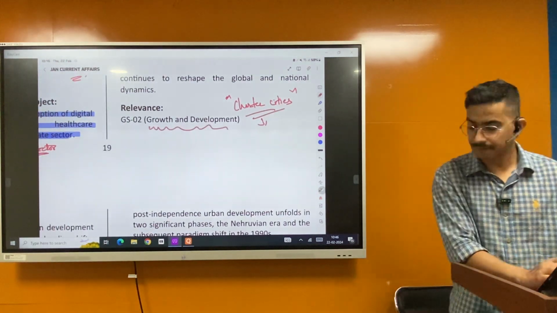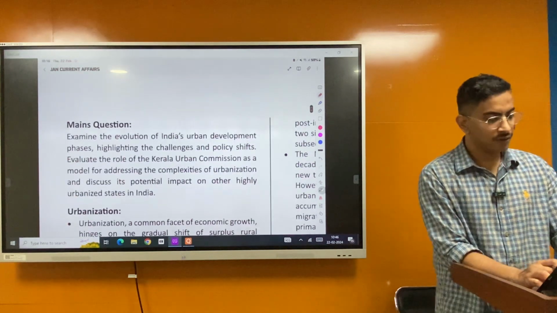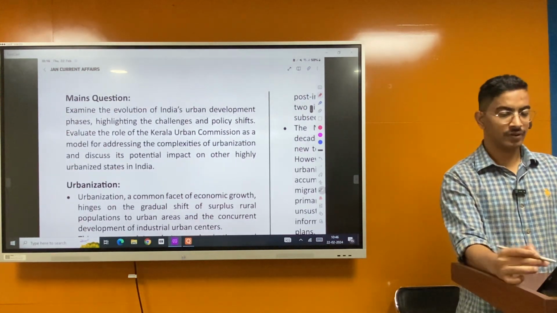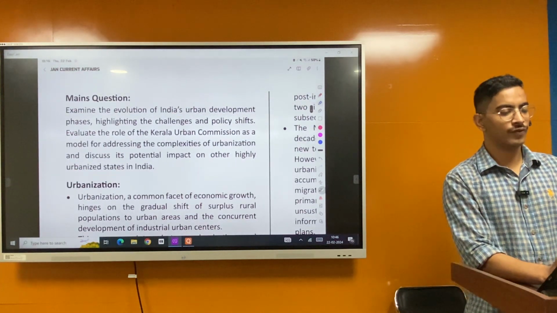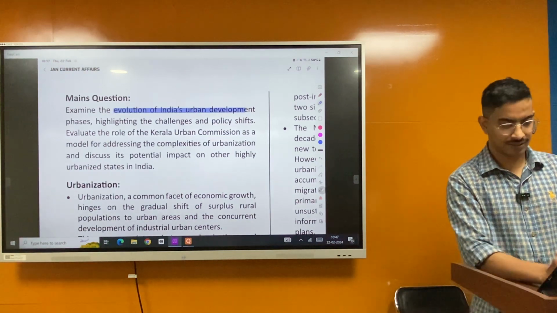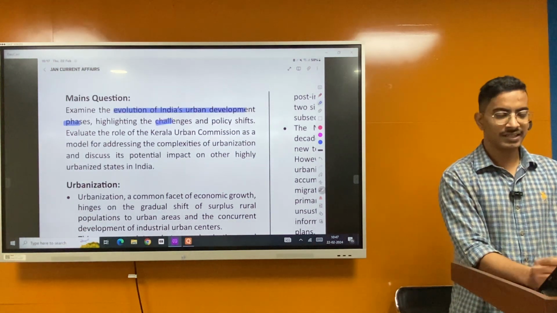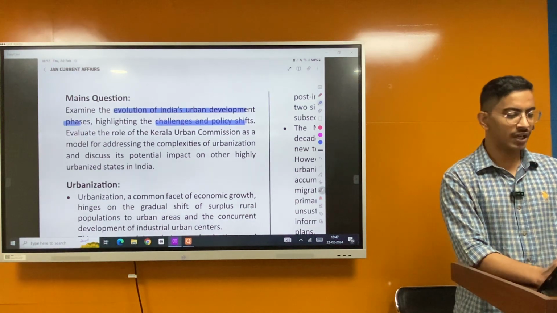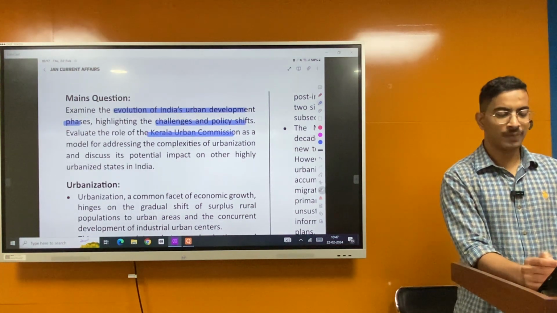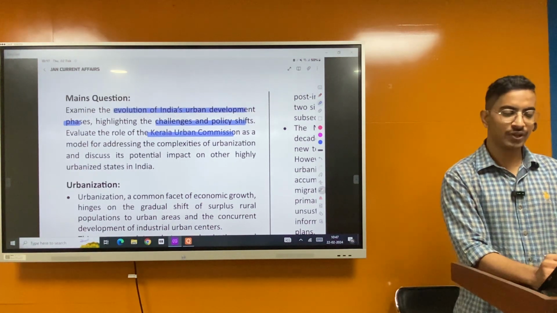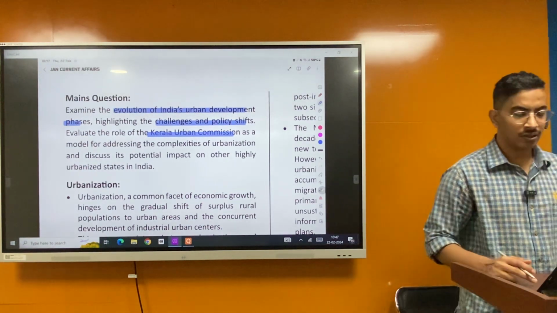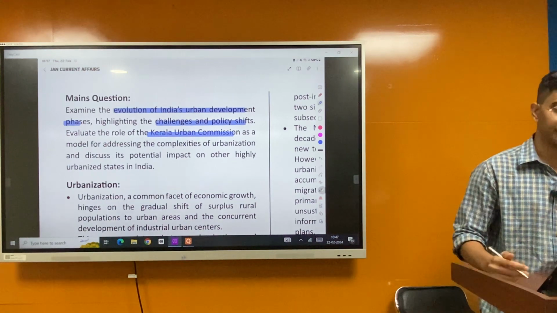Growth and development. So, what is the main question? Examine the evolution of India's urban development phases, highlighting the challenges and policy shifts. Evaluate the role of Kerala Urban Commission as a model for addressing the complexities of urbanization and discuss its potential impact on other highly urbanized states in India.